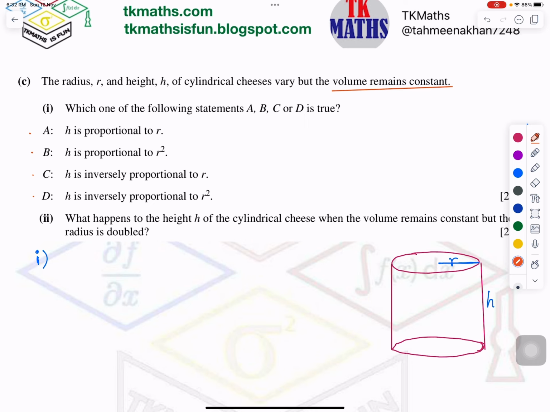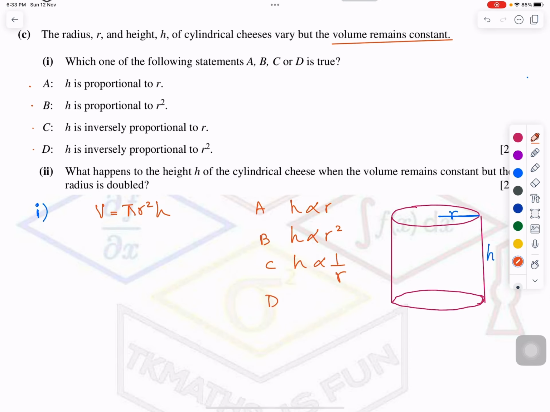So let's recall the formula for the volume of a cylinder, which is pi r square h. Part A means h is proportional to r. Part B means h is proportional to r square. C means h is inversely proportional to r. And part D means h is inversely proportional to r square.